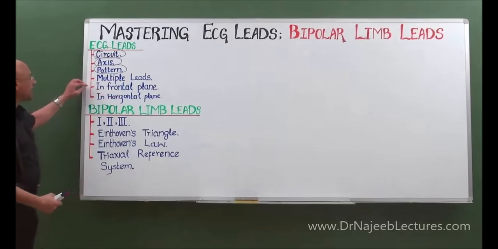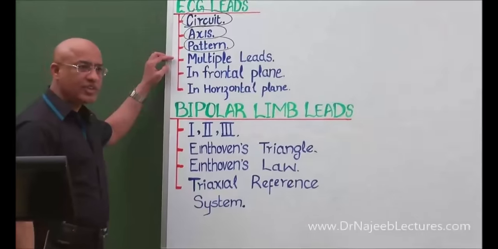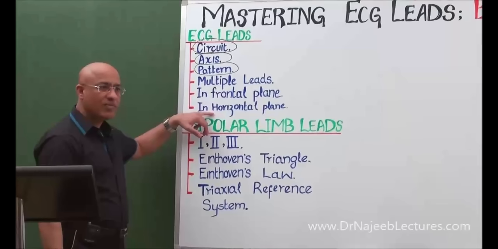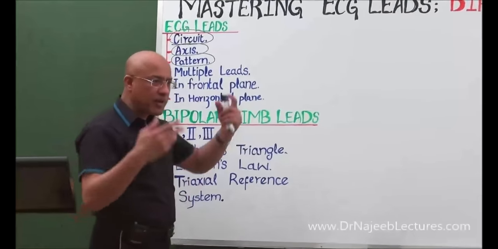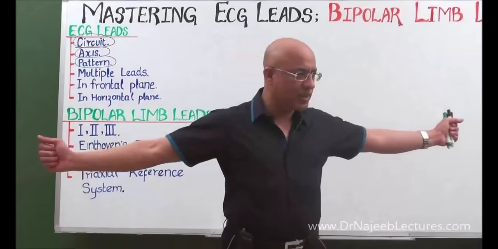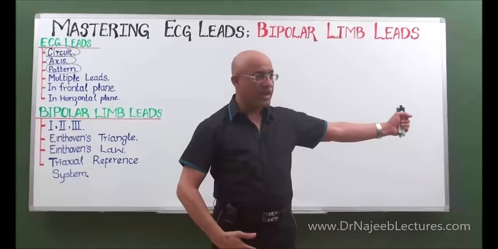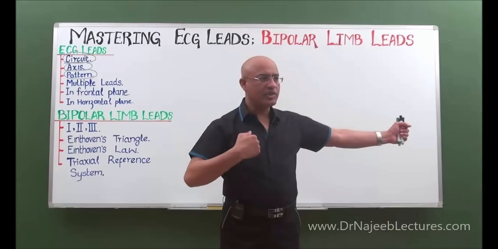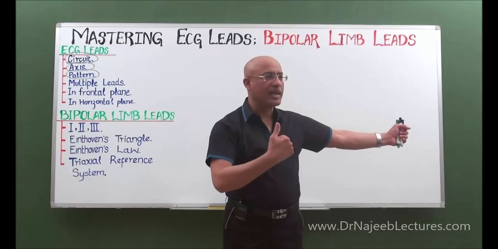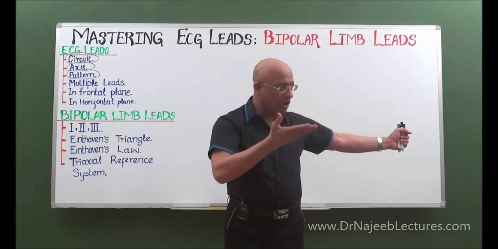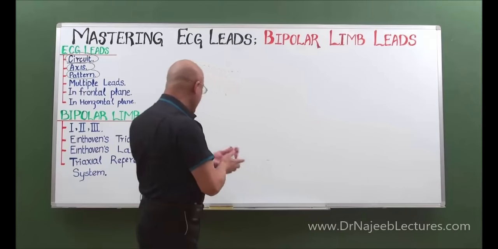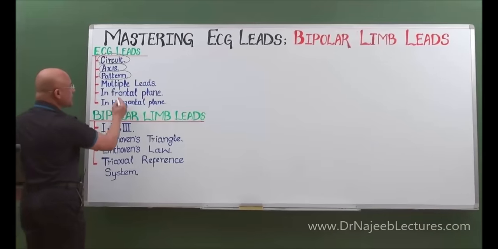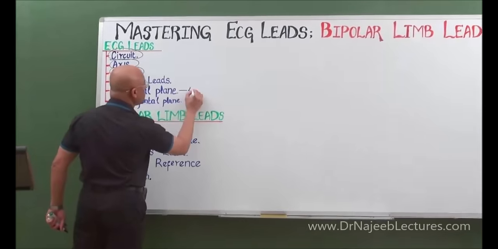And then I explained that some of the ECG leads are in the frontal plane and other ECG leads are placed in the horizontal plane. The frontal plane ECG leads are the limb leads. The limb leads record the electrical activity of the heart in the frontal plane, and the chest leads record the electrical activity of the heart from the horizontal plane. Is that right? And then I must mention the leads which are in the frontal plane. As I told you, these are the limb leads.